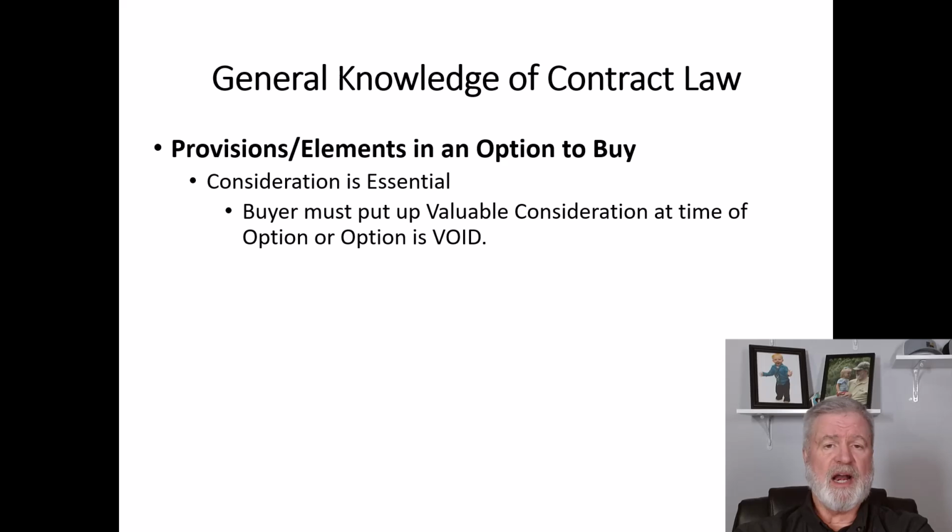Y'all, you cannot have an option to buy without the buyer putting up some amount of money. And it's usually quite a bit of money. Several $1,000s, be my guess. But y'all, we were saying earlier, why would a seller even consider agreeing to an option to buy?